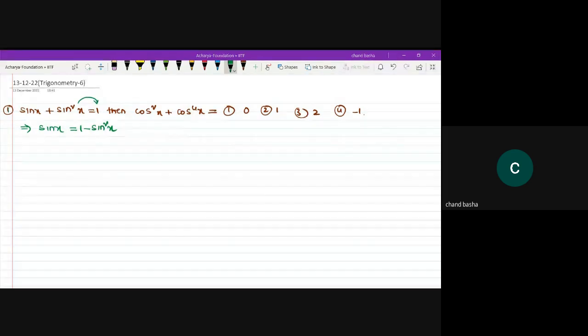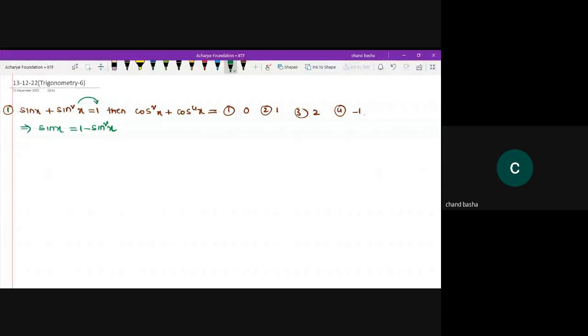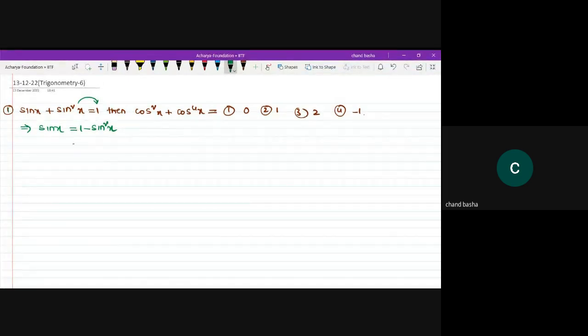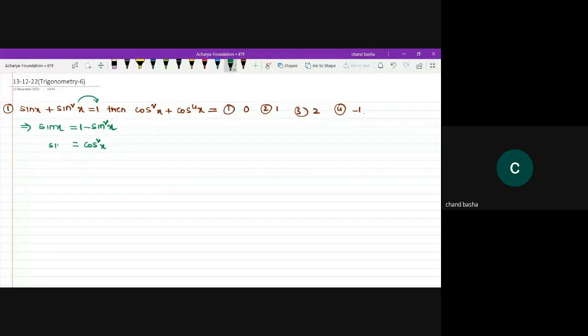So sin x is equal to what? I can write sin x equals 1 minus sin square x. And you know that 1 minus sin square x is how much? It is cos square x. This is an identity we already proved, derived using the Pythagoras theorem. This is an identity I can use. Now let's go for the requirement.